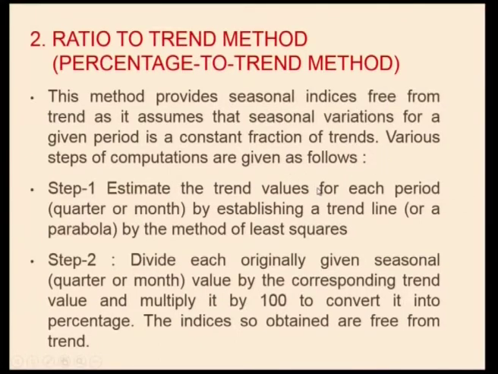Estimate the trend values for each period, which can be either quarter or month, by establishing a trend line, or it can be a parabola also, by the method of least squares. In the second step, you divide each originally given seasonal value, which is quarter or month, by the corresponding trend values and multiply it by 100 to convert it into percentage. The indices so obtained are free from the trend.